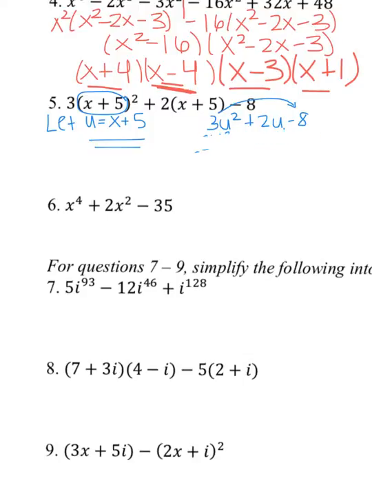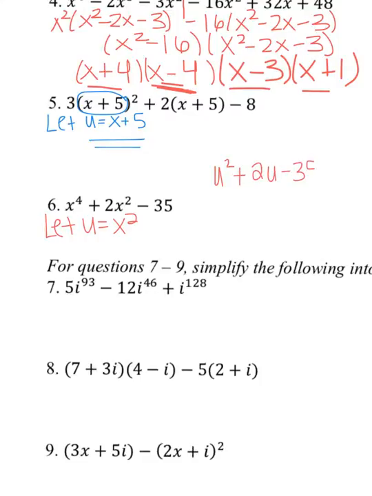And number 6, so x to the 4th plus 2x squared minus 35. So you have two options for this. Because it is just doubled, you could do just master product and then make the terms in the middle x squared instead. Or you can say let u equal x squared if you wanted to. So if I do that, let u equal x squared. That way now it's u squared plus 2u minus 35. So I need two numbers that multiply to be negative 35 but add to be a positive 2. That's going to be positive 7u and negative 5u.